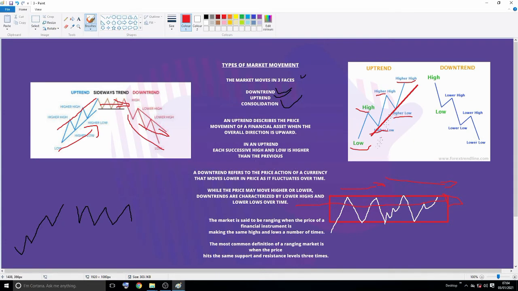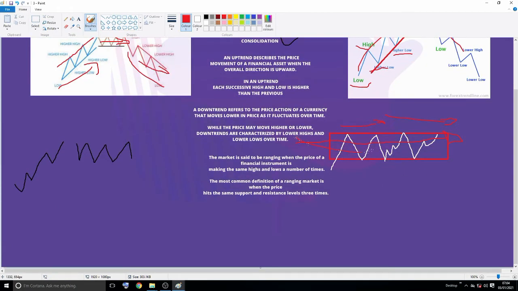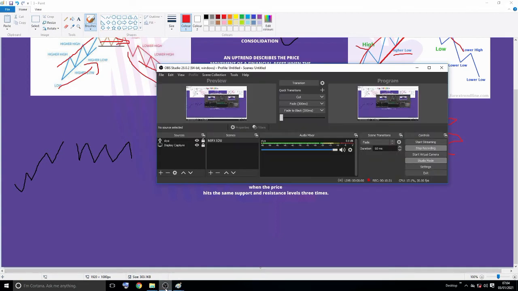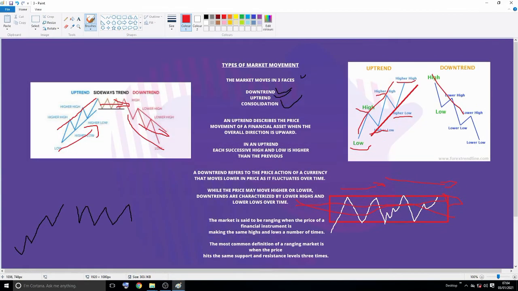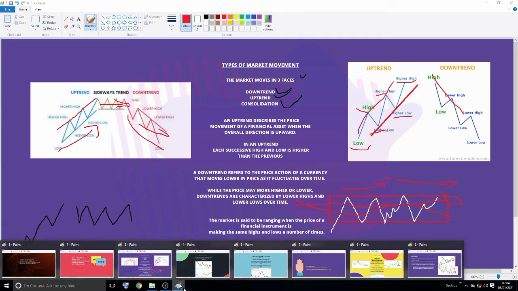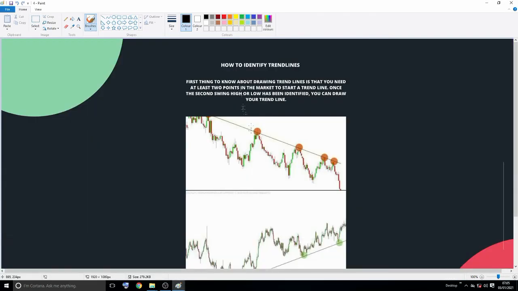So the best way to trade the market, you can either trade an uptrend or a downtrend. Attempting to trade the ranging market is very risky. It needs a lot of skills which take time to develop, but it's tradable. So let's continue. Now that you know the three market phases, let's continue and explore how to identify trend lines.